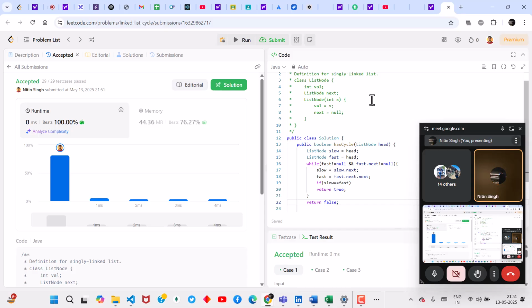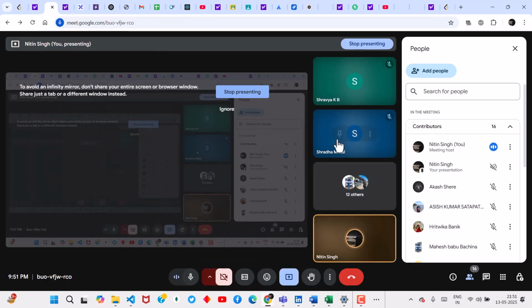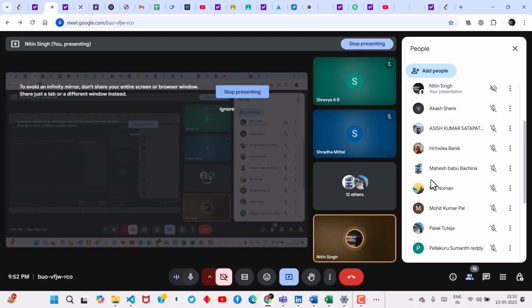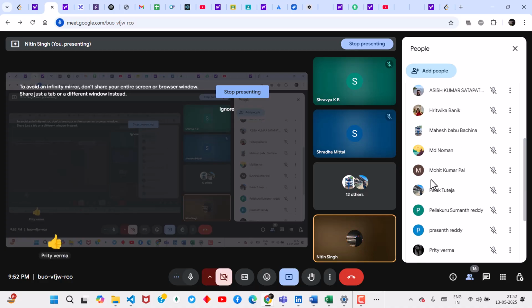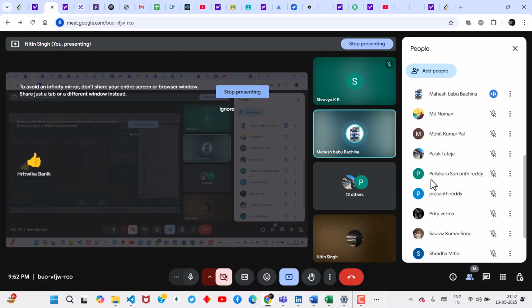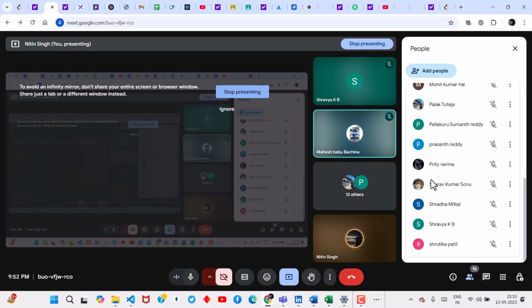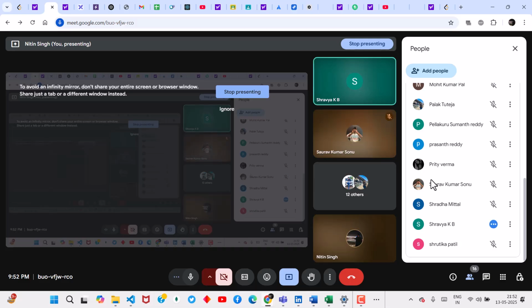Is there anyone who's having any kind of doubt? Please ask. I think the people who have just joined, or the people who are having their first class today, would be having some questions. Are you guys clear with that? Mohit, Ashish, Ritvika, Akash. Are we on the same page, Mahesh? Yeah, no problem. I'm getting it. Okay, thank you so much, sir. Anyone else? Saurav, Shraddha, Shravya, Shrutika. Are we on the same page? Yes, it's clear. Okay, thank you so much.